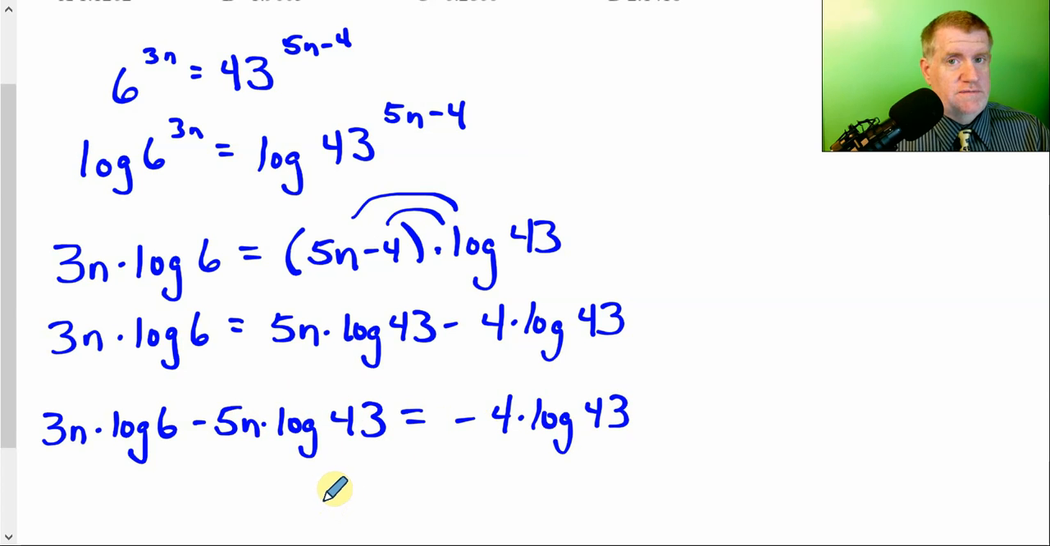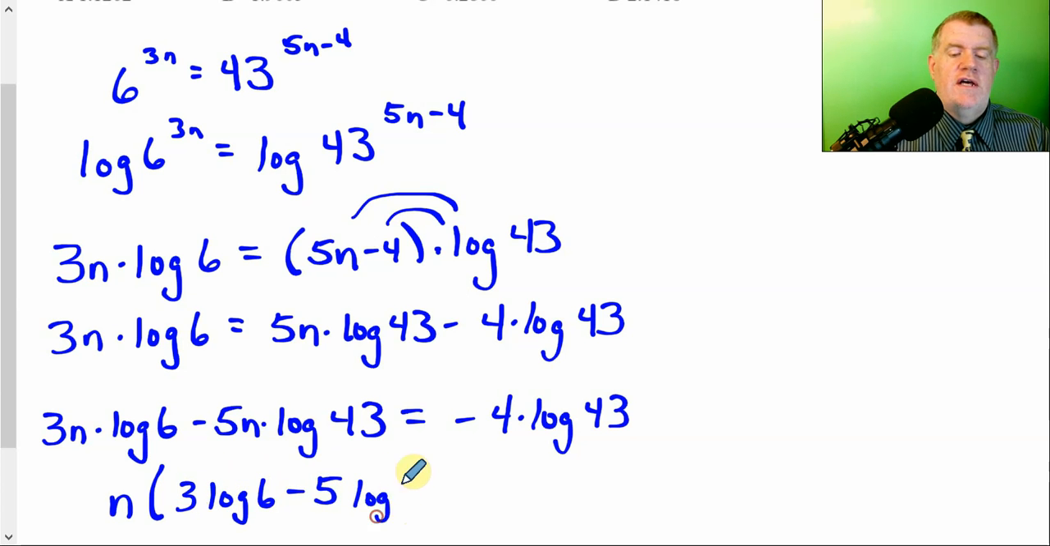We're almost done, even though it looks like we've taken this nice little thing and expanded it to this monstrosity. But we have to isolate the n. Notice both terms now have an n term, so I can factor that out. I'm left with 3 log of 6 minus 5 log of 43 equals negative 4 log of 43.